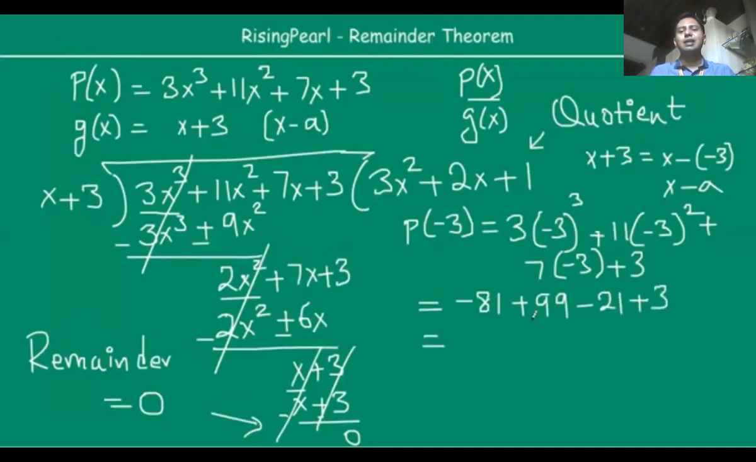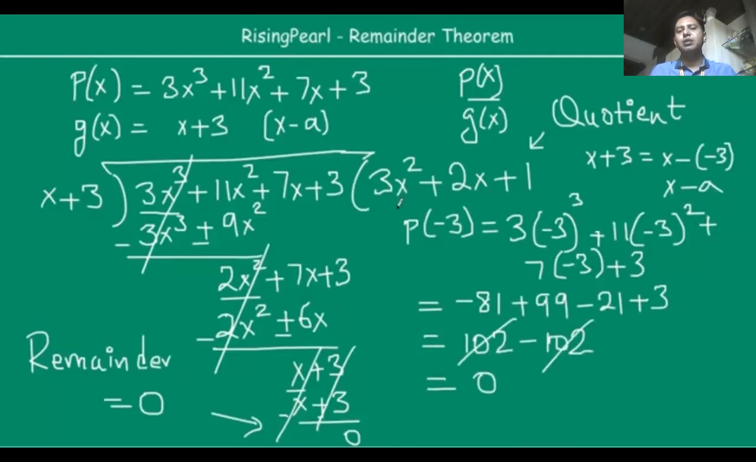Now we'll add this 99 and 3. This 99 plus 3 will give you 102. The positives we are adding, and the negatives, minus 81 and minus 21, also give 102 only. Now 102 minus 102 becomes 0, because the positive and negative 102 will get cancelled. So here also we'll get the same remainder using the remainder theorem.